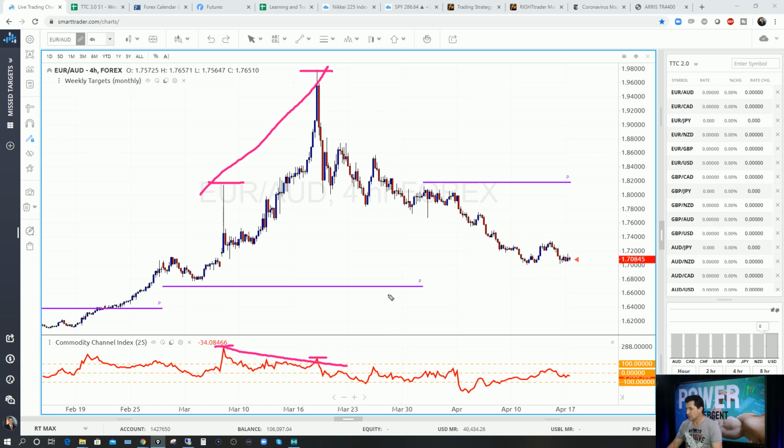And in the other instance, if we have price moving lower, but we have the oscillator moving higher, then what's happening is price and momentum are actually converging.